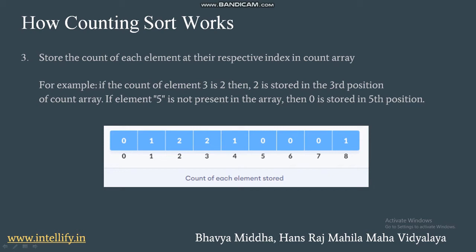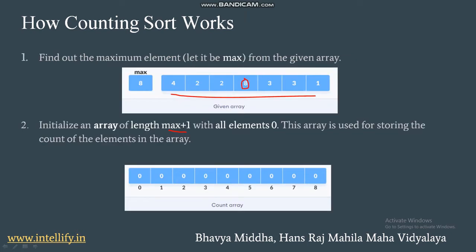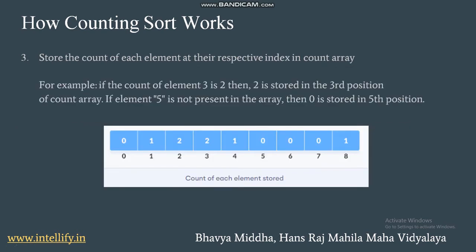For example, if the count of element 3 is 2, then 2 is stored in the third position of the count array. If the element 5 is not present in the array, then 0 is stored in the fifth position. My dear students, refer here to the main array, the input array. We have 3 occurring twice, 2 occurring twice, 5 is not occurring at all, 1 and 4 are occurring once, and 8 is also occurring once.